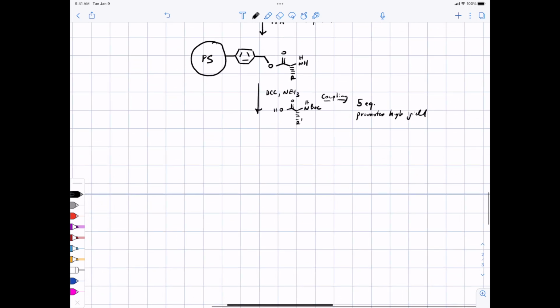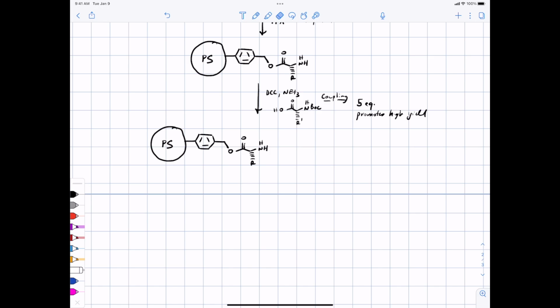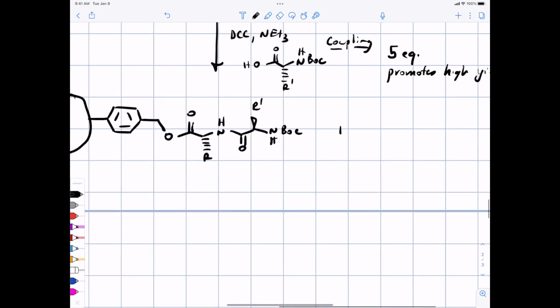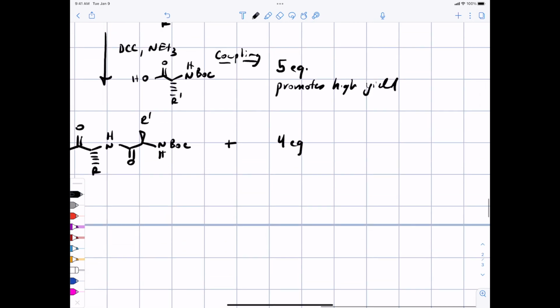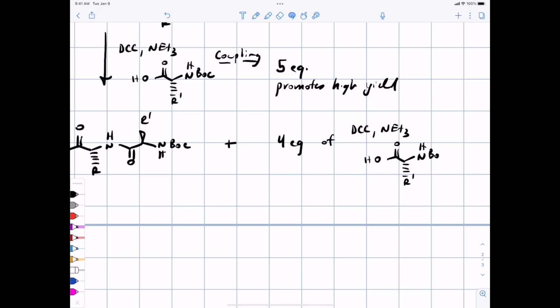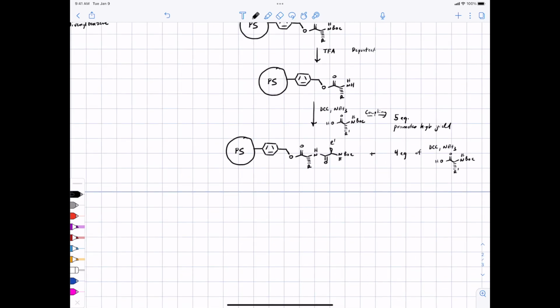All right, so I do this in a reaction vessel. And when the reaction's done, what I have is my desired dipeptide on the resin. Here's the new amide bond that I made. But I'm still going to have 4 equivalents of sort of unreacted starting material. And so normally that would be a problem.